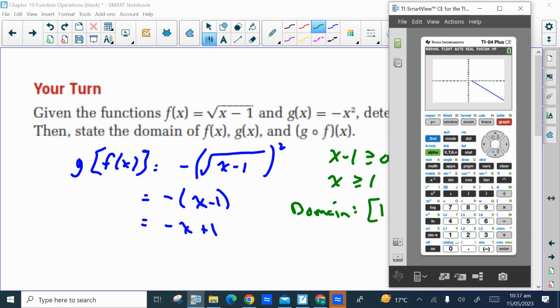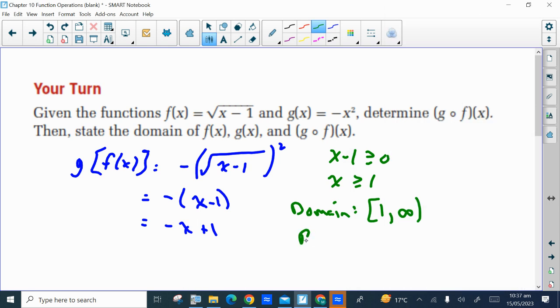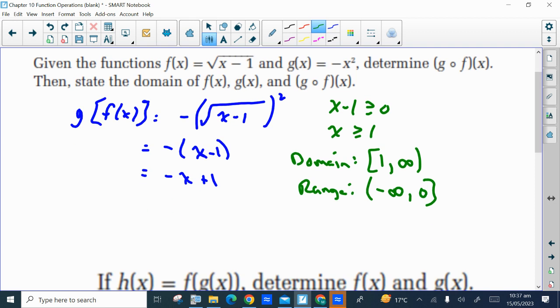So our range will be from negative infinity to 0. Remember, it's always smallest to greatest. 0 is included, but the negative infinity is not. Okay? So use the graphing calculator.